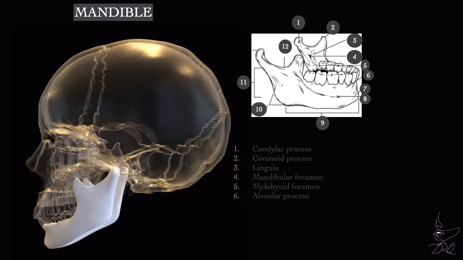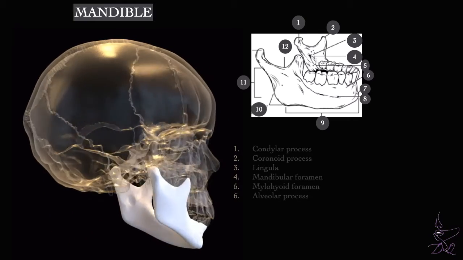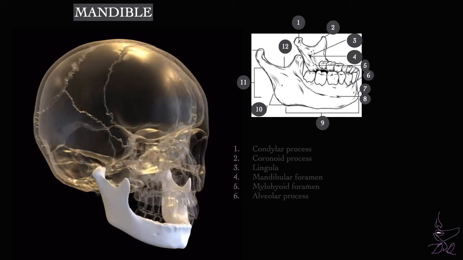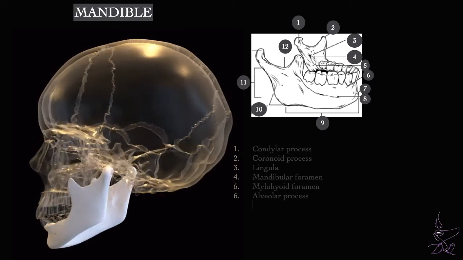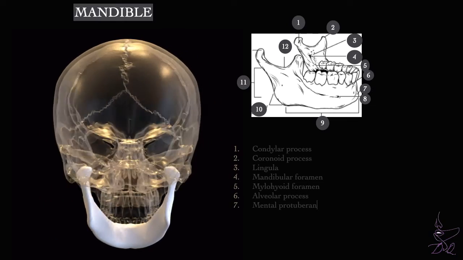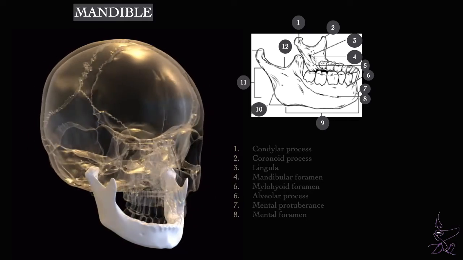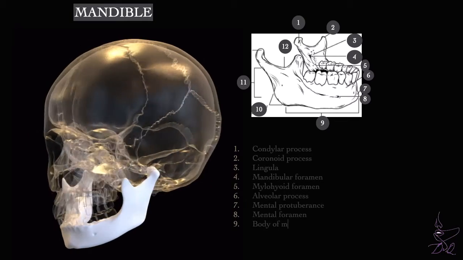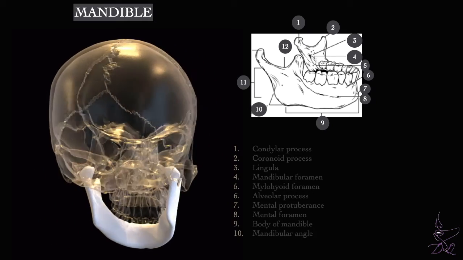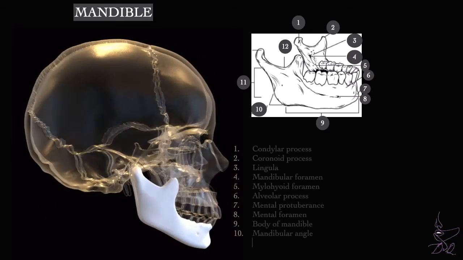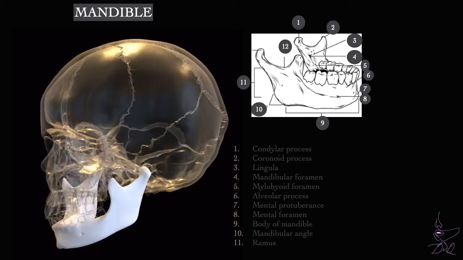Then we have the alveolar process, which is the most important part of the bone in its entirety since it holds the teeth via a joint mechanism known as the gomphosis. Then you can see the mental protuberance. You have the mental foramen, which houses the mental nerve and its corresponding vessels. Next is the body of the mandible. Then you have the ramus. And then you have the mandibular notch.